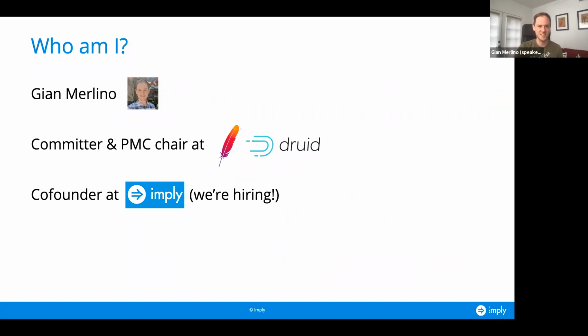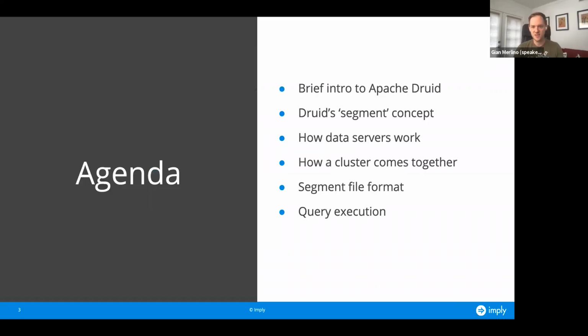But let's get into the tech. So agenda today. There's a few things I want to talk about. One is a brief introduction to Apache Druid for those of you that are not familiar, just for an orientation as to what the purpose of the software is and the space that it lives in. Then I'm going to talk about the segment concept in Druid, which is a core concept that helps understand how everything works internally. Let's talk about how data servers work.